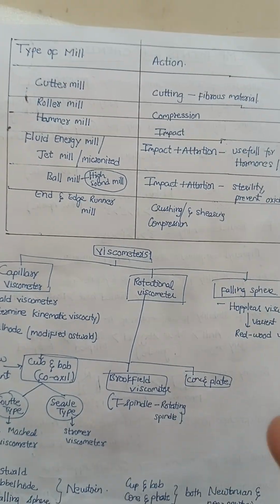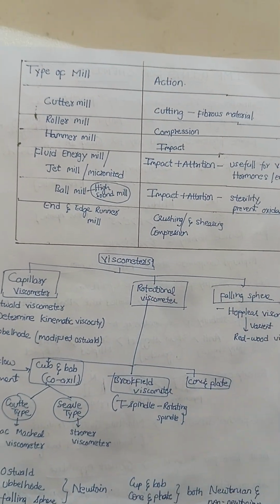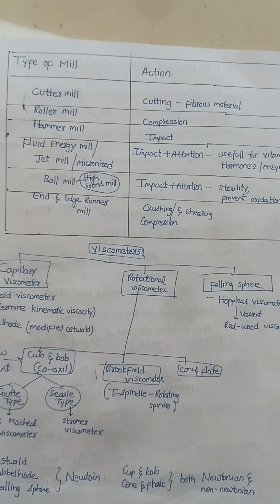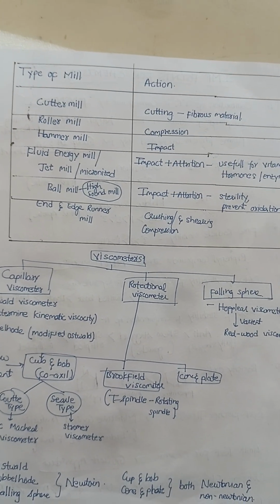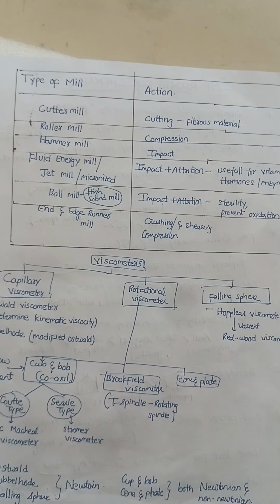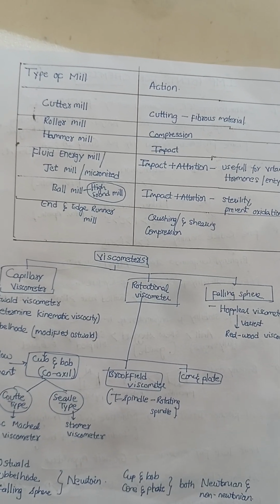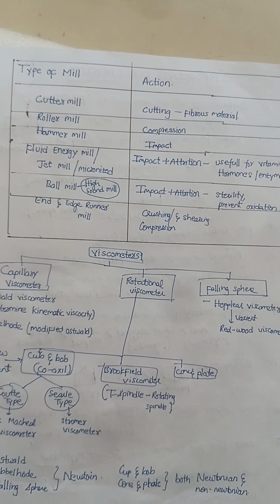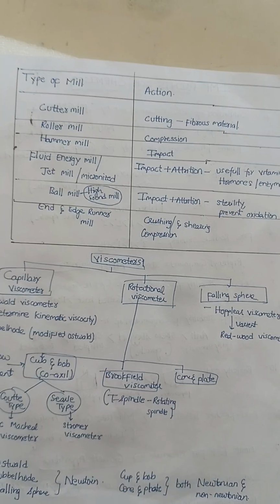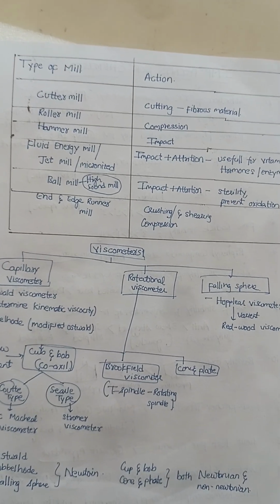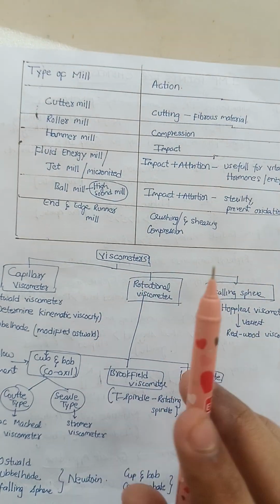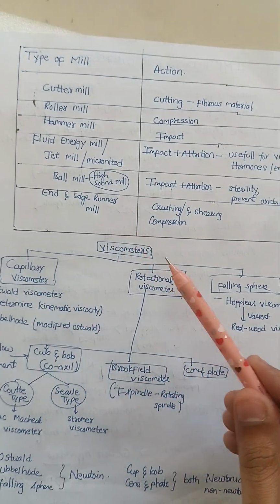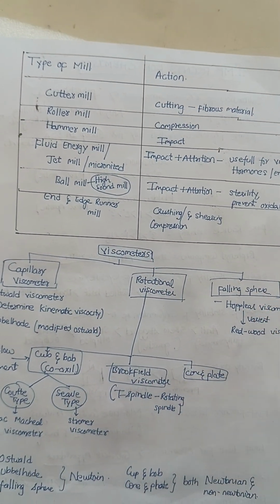And also we'll discuss the types of viscometers. Normally, in any liquid dosage forms, viscosity is a very important parameter. A good viscosity results in good stability of your API or any formulation. So to identify the viscosity of your liquid dosage form formulation, we have some viscometers. These viscometers are broadly classified into capillary viscometer, rotational viscometer, and falling sphere viscometer.